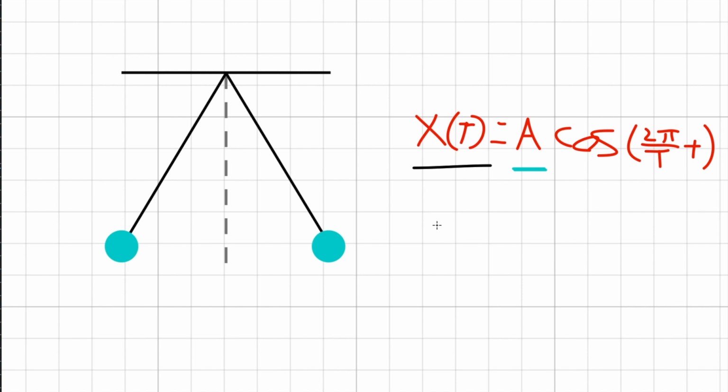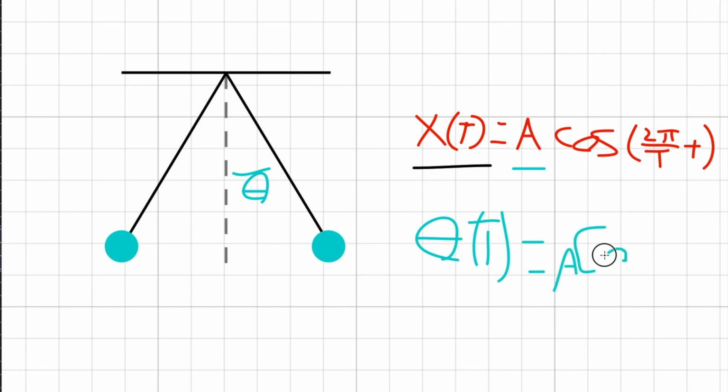Well, a pendulum is not going to be x, it's going to be theta. Theta is this angle right here. So that angle right there. So it's going to be theta as a function of t, is equal to the amplitude times the cosine of 2 pi over the period T.